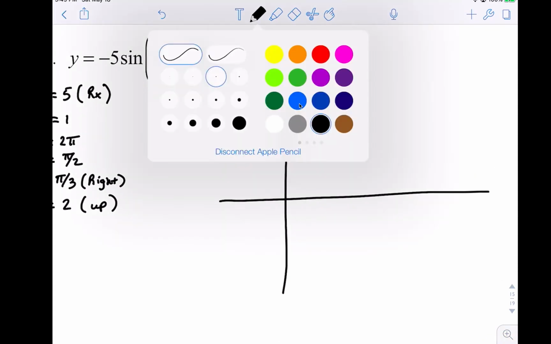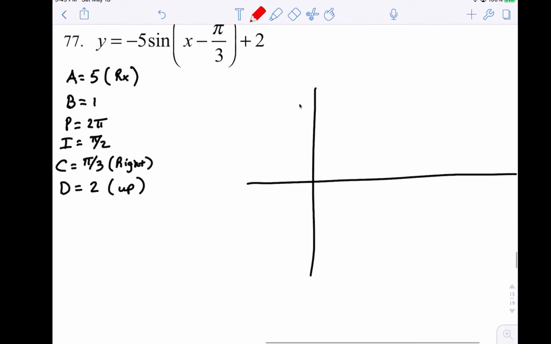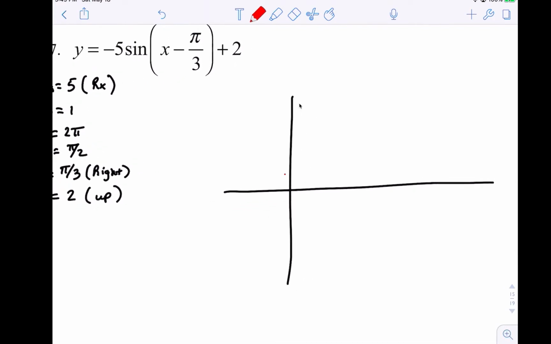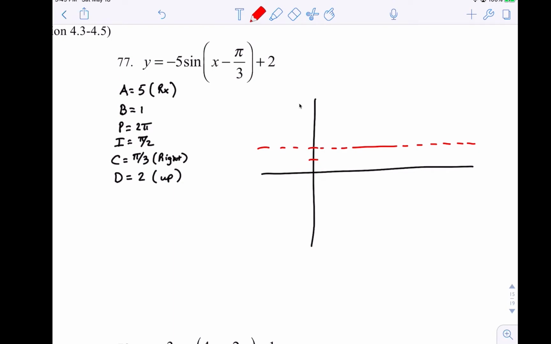Okay, so I'm going to do my axis first. Here at 2. All right, now my amplitude is 5, so I'm going to go all the way up to 7, and then I'm going to go all the way down to -3.